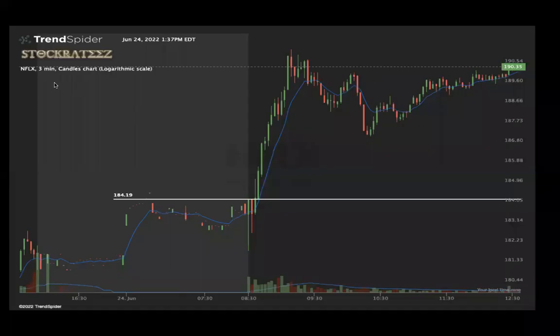All right, here we got another example. It's the Netflix 3-minute chart. If I really like the setup, I'm not always going to use 5-minute candles. Sometimes I'll use a 3-minute. I don't recommend using 1 or 2 minutes, but 3-minute, it's a little riskier, but it is going to get you in the trade a little bit earlier. So you have to decide.